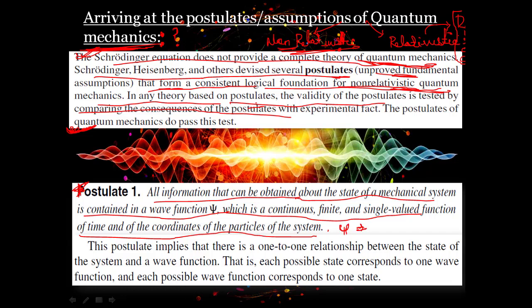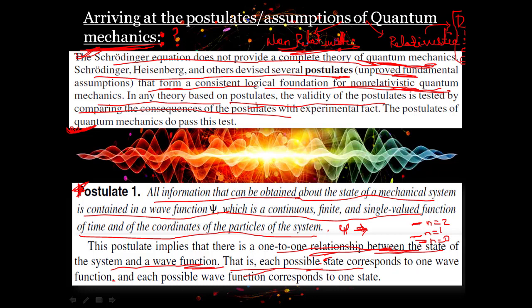So this is nothing but the first postulate of quantum mechanics. Now this postulate implies a one-to-one relation between the state of a system and the wave function. Now there are certain states of the system, n equal to 0, n equal to 1, if I am talking about an atom. So this first postulate provides a one-to-one relation between the state of the system and the wave function.